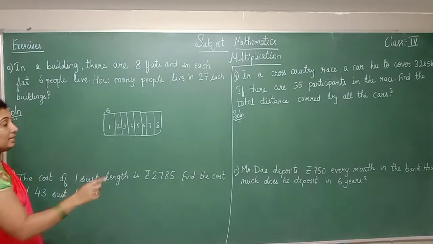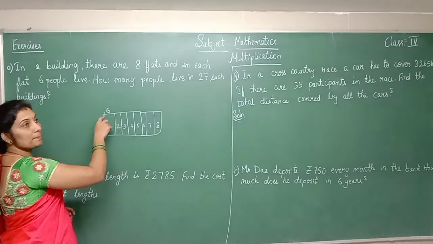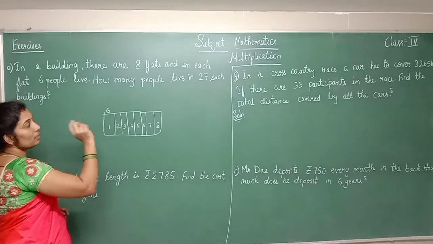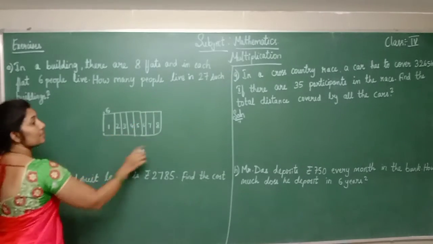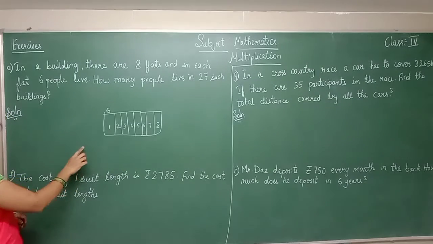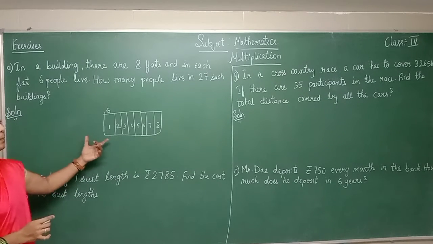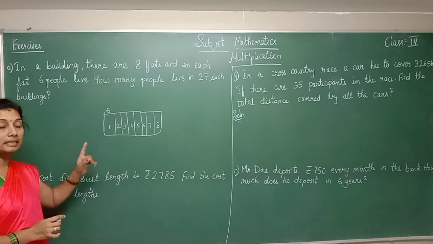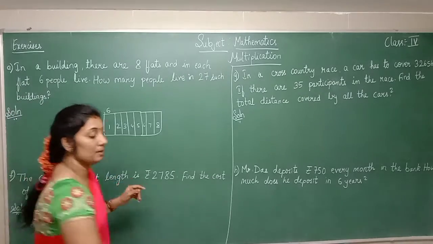In one flat there are 6 people. We have to find for 8 flats how many people are there. Then only you will come to know how many people will live in 27 buildings like this. Okay, fine. You understood the question properly now? First we will find out how many people are there in one building and next we will find out how many people will be in 27 buildings.